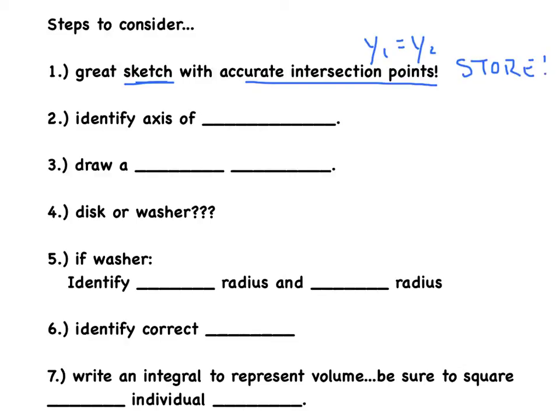I want you to identify the axis of rotation. Again, a very little detail, but it's these little details that, if you build good habits starting now, are going to pay off when you get to a quiz, you get to the test, you're going 100 miles an hour, and it's all these details that are going to save you and bail you out. All right, next thing I want you to do in number 3 is draw a very neat rectangular slice.